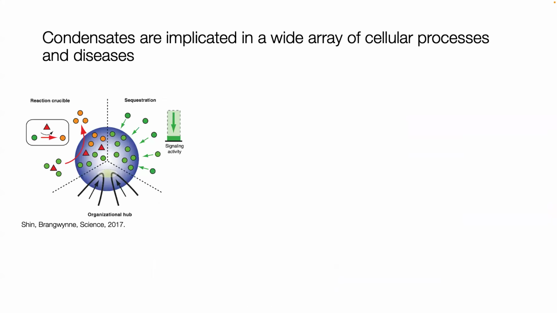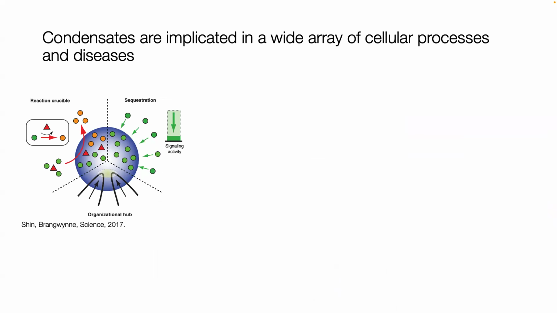And they can carry out a number of different functions. So they can act to sequester molecules away from the rest of the cellular environment. They can act as organizational hubs to bring specific collections of molecules together in the same place to carry out a particular process. And they can also act as reaction crucibles to help speed up chemical reactions.